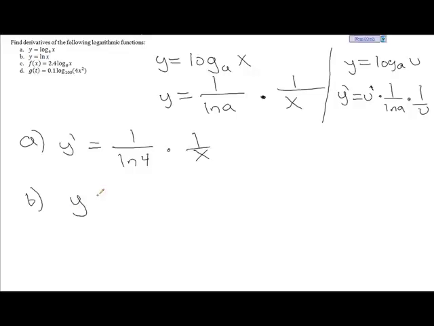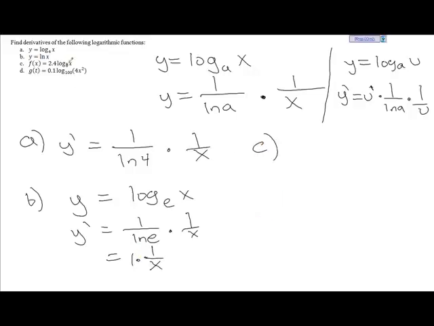Okay, well, we recall that natural log is simply log with a base of e of x. And so, in this case, y prime would be 1 over the natural log of e times 1 over x. Well, the natural log of e is equal to 1, so this is 1 over 1, or just 1, and so we get 1 over x.